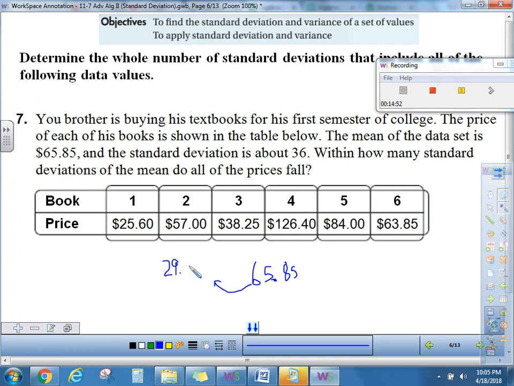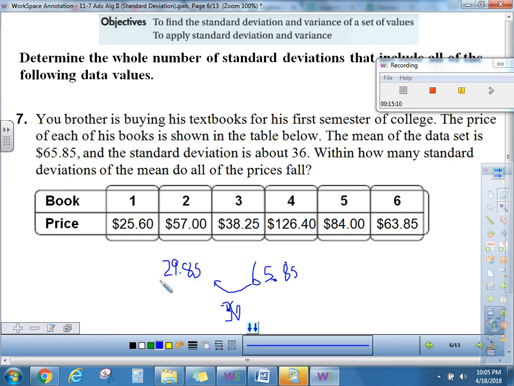29.85. So what we're checking for now is, is 2985 going to include all of our data, or do we need to subtract one more standard deviation? So we subtracted 36, which was one standard deviation. Okay? And I see I have 2560. And that's below 2985.